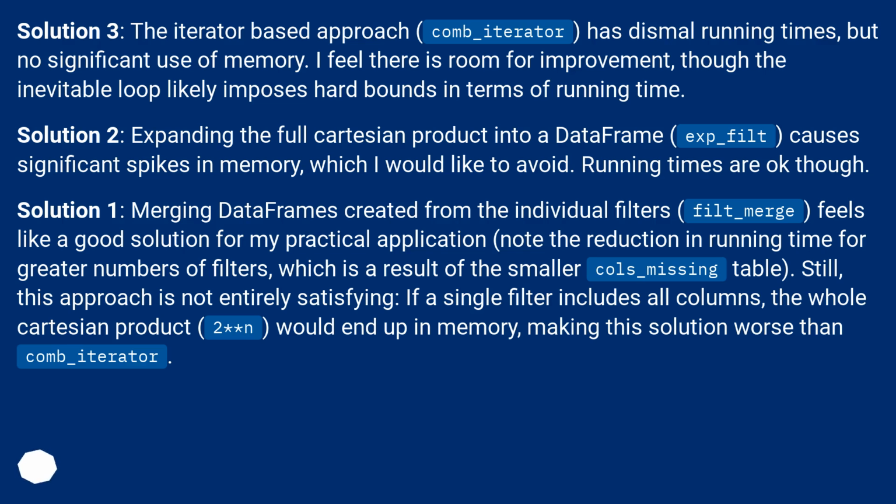Solution 1, merging dataframes created from the individual filters, filt_merge, feels like a good solution for my practical application. Note the reduction in running time for greater numbers of filters, which is a result of the smaller calls_missing table. Still, this approach is not entirely satisfying. If a single filter includes all columns, the whole Cartesian product, 2^n, would end up in memory, making this solution worse than comb_iterator.